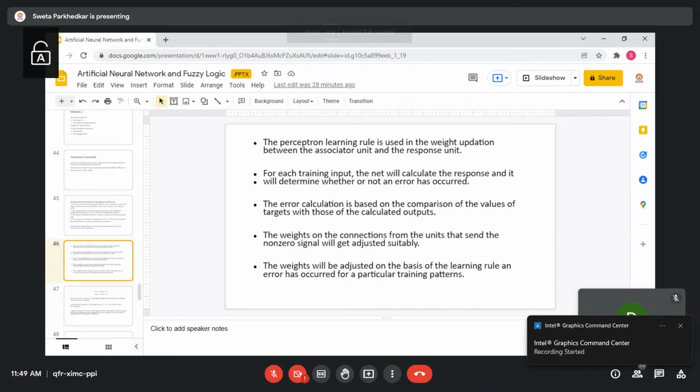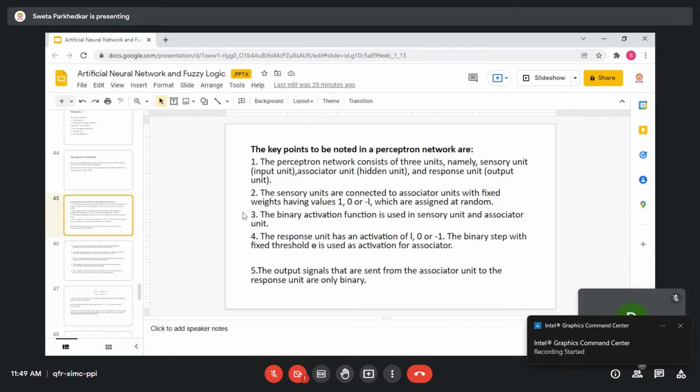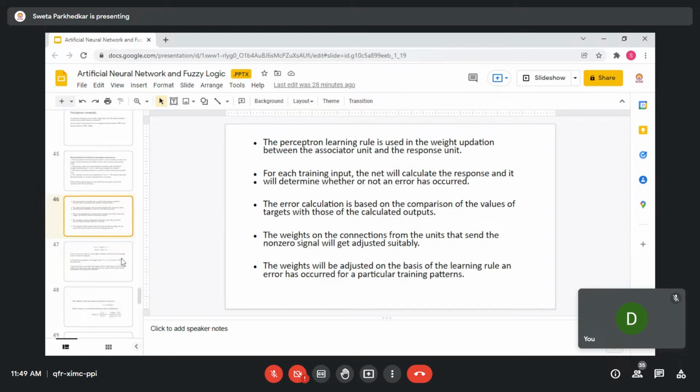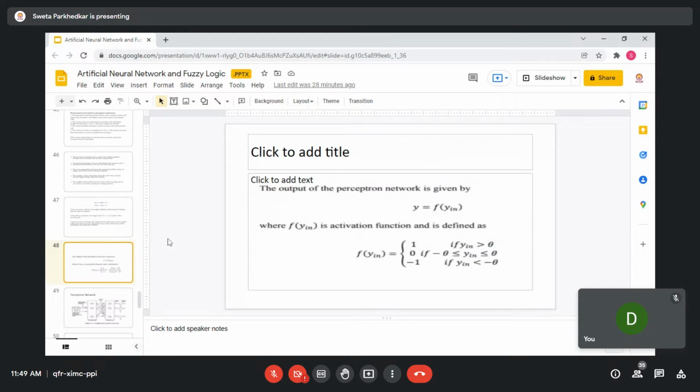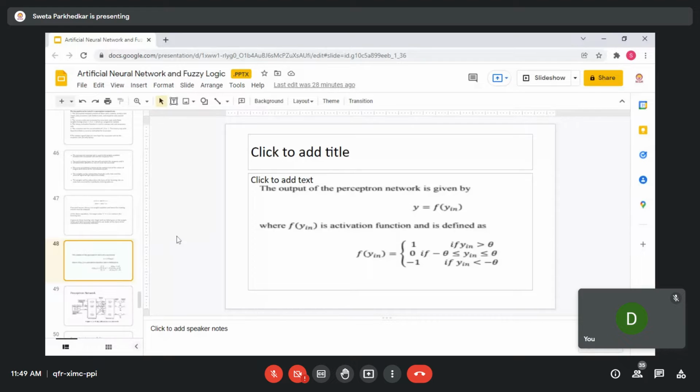Then we have seen certain rules, key points that are to be noted for a perceptron network. This we have seen. The output of the perceptron network is given by y equals f of y_in, where f of y_in is the activation function.